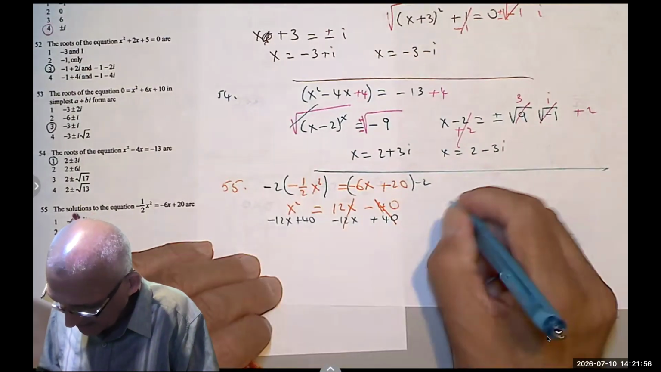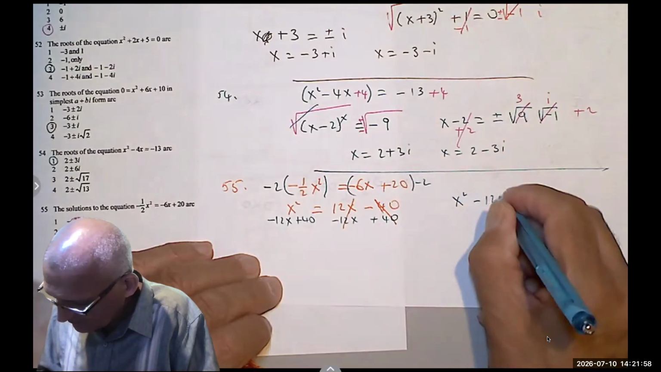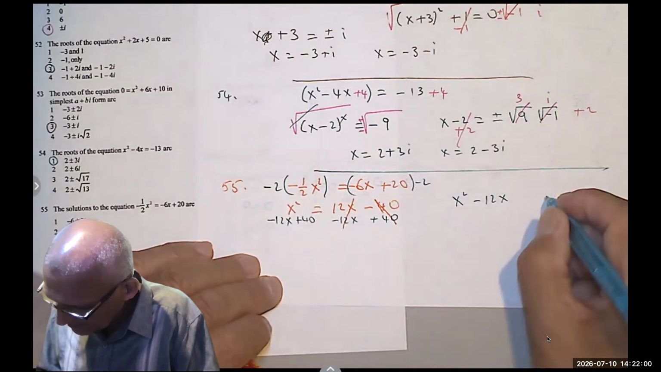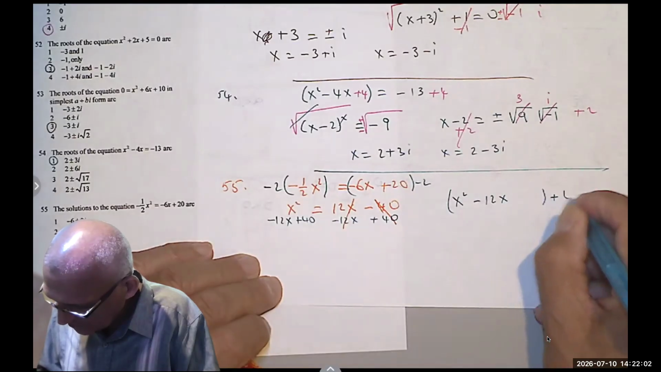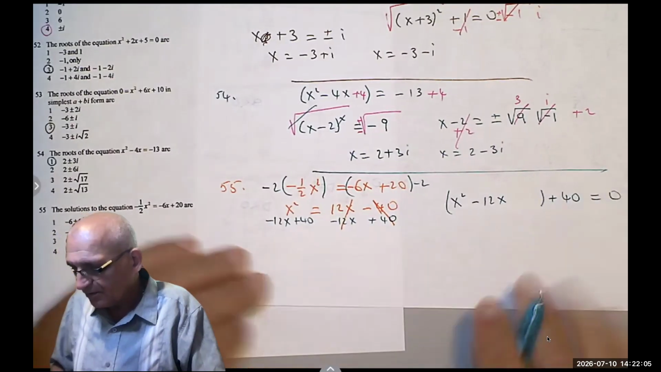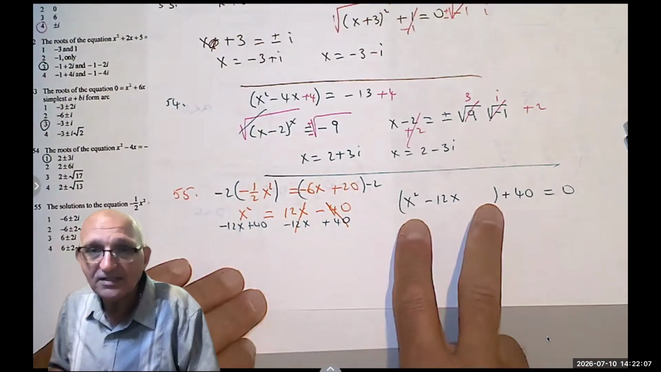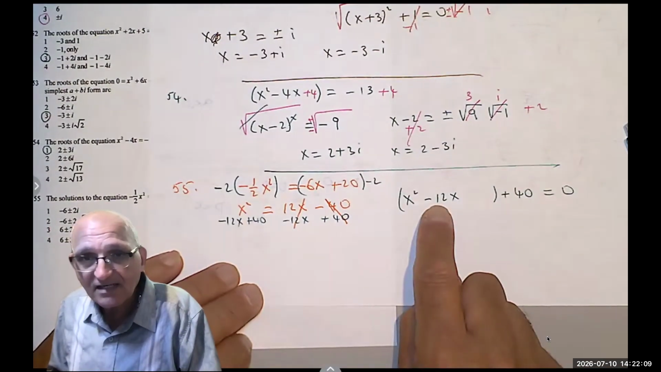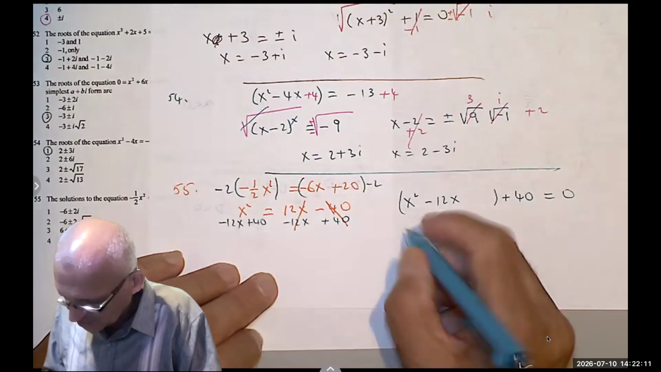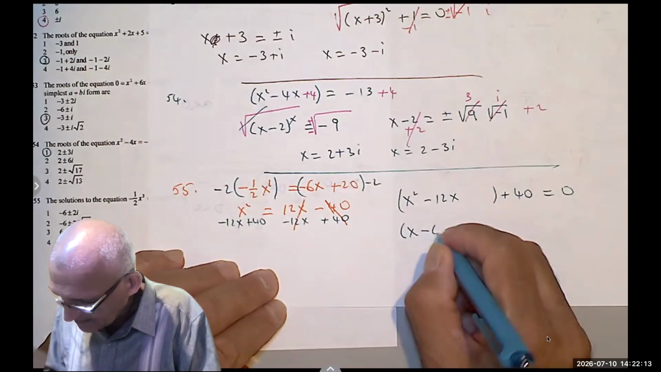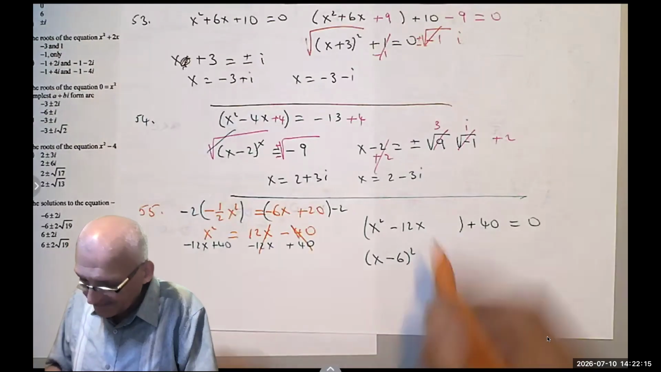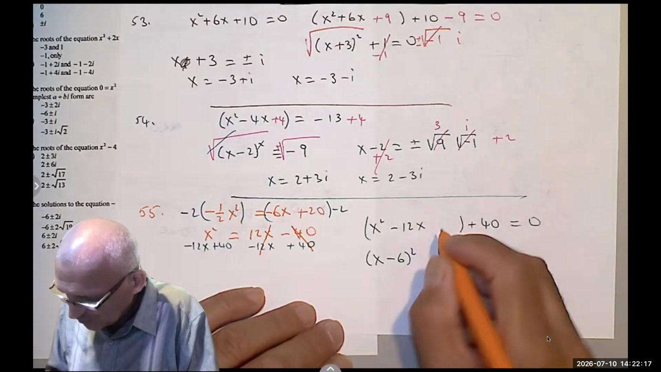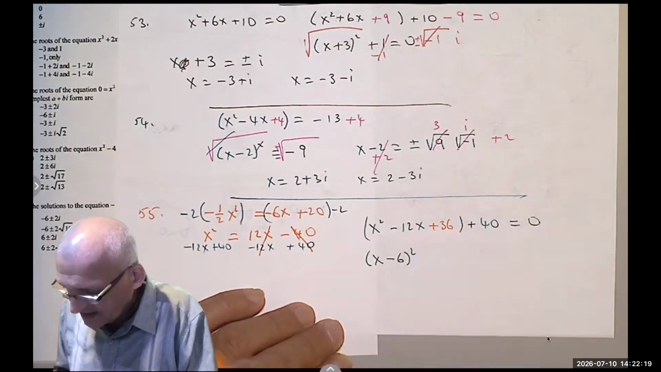So I get x squared minus 12x plus 40 equals 0. Why do I do that? Because I want to complete the square. If I divide negative 12 by 2, it's negative 6. So I know this will end up being x minus 6 squared. But after dividing it by 2, I have to square, so I have to add 36 here.